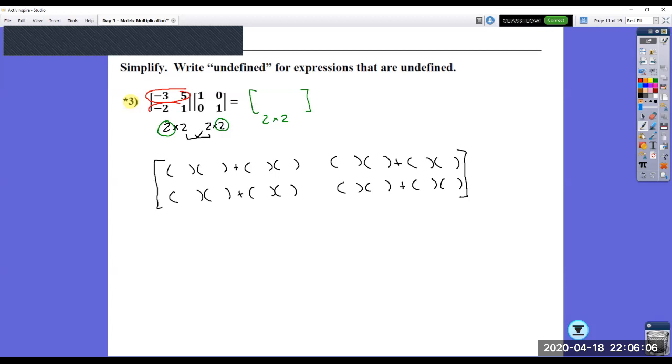So hopefully in that intermediate time when you paused it, you wrote in your rows, and so negative 3, 5, negative 3, 5, negative 2, 1, negative 2, 1. My columns here are 1 and 0, 1 and 0. My column 2 over here is going to be 0 and 1, 0 and 1.